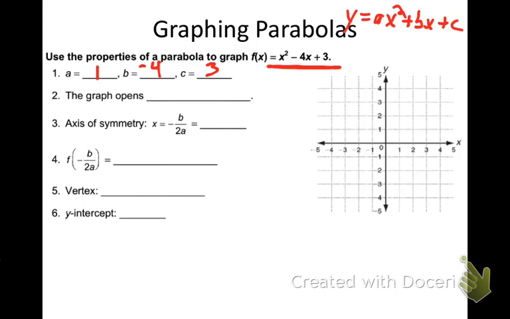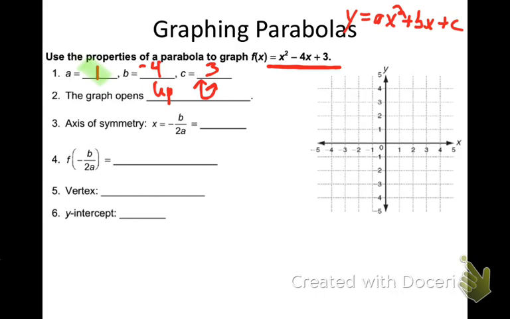We need that information to finish filling the rest of this out. Number 2 says the graph opens which way? Well, a is 1. That's a positive 1, which means my graph's going to open which way, Harv? Up. My graph will open up. Good work.